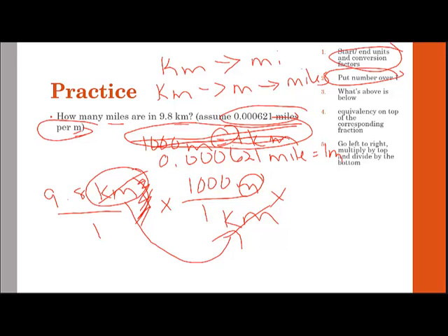So I have meters on top. I want to put meters on the bottom. I look for meters in my conversion factor that I have left over, and I have a 1. That's equal to, so the equivalency of the top, 0.000621 miles. So 9.8 times 1,000 times 0.000621 divided by 1 divided by 1. That comes out to be 6.08 miles.